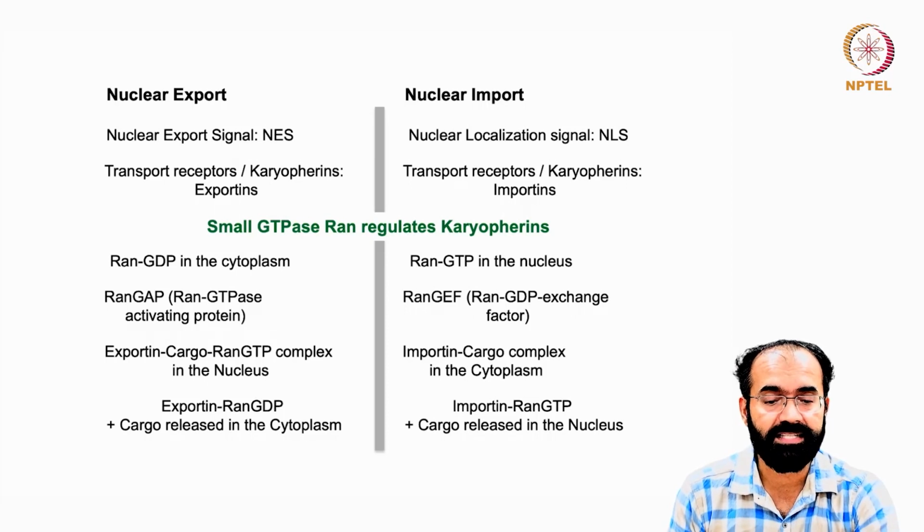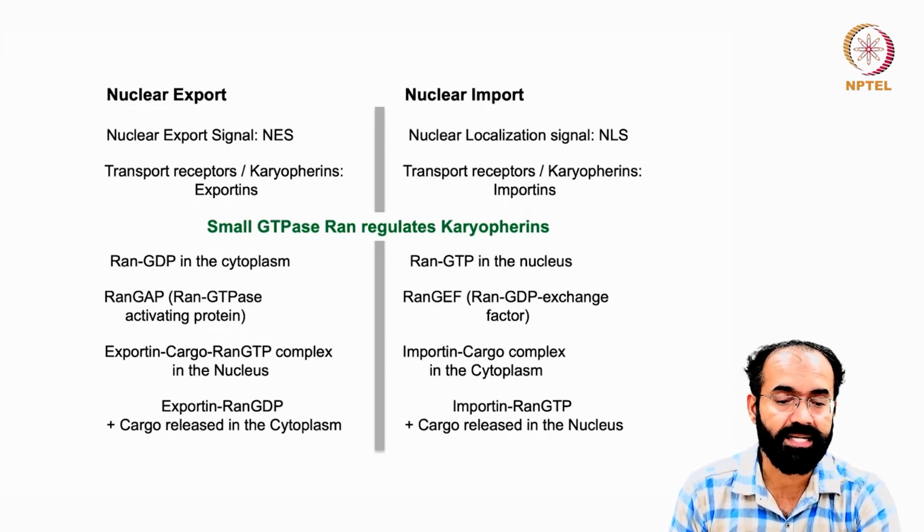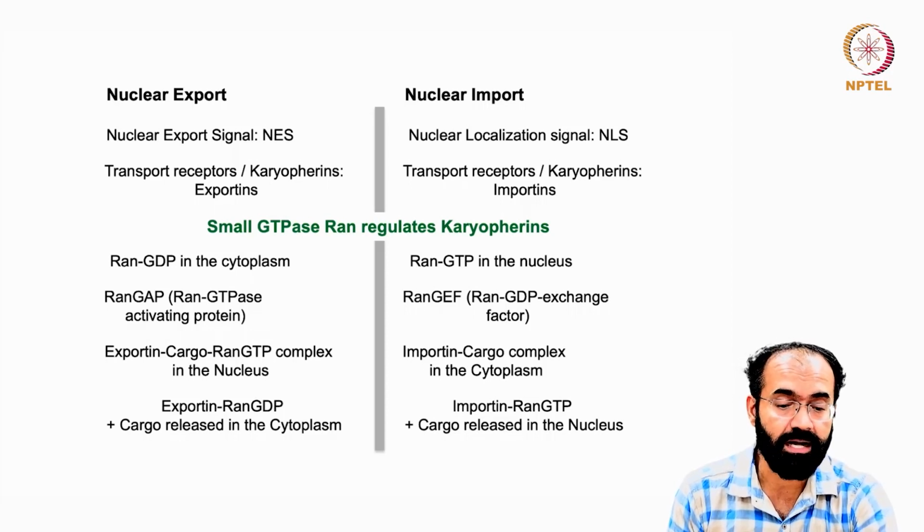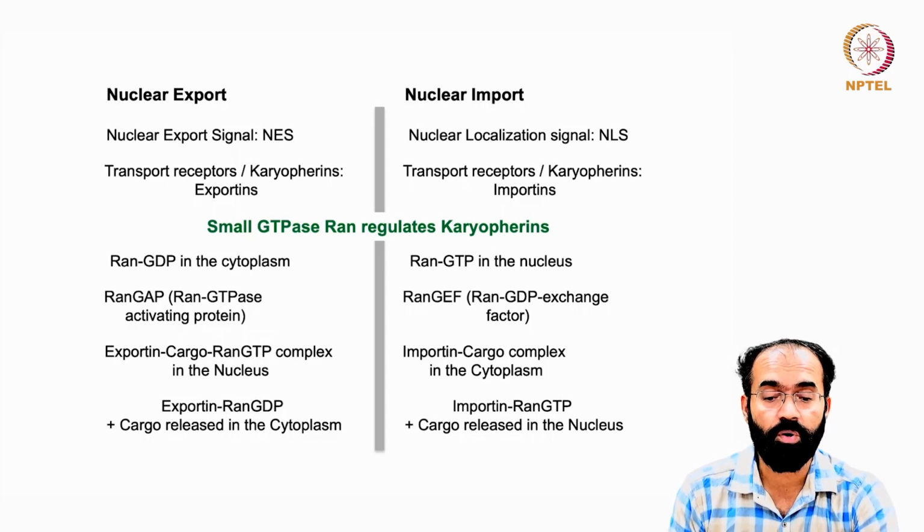RAN GDP stays in the cytoplasm, RAN GTP is in the nucleus, and RAN GAP, RAN GTPase activating protein, is present in the cytoplasm for nuclear export function, whereas RAN GEF, RAN guanine nucleotide exchange factor, is present in the nucleus for nuclear import. And the exportin cargo RAN GTP complex is in the nucleus and the importin cargo complex in the cytoplasm. Exportin RAN GDP plus cargo is released in the cytoplasm, importin RAN GTP plus cargo is released in the nucleus.